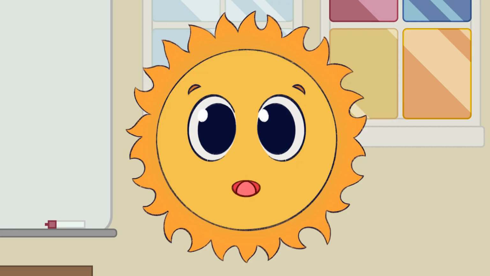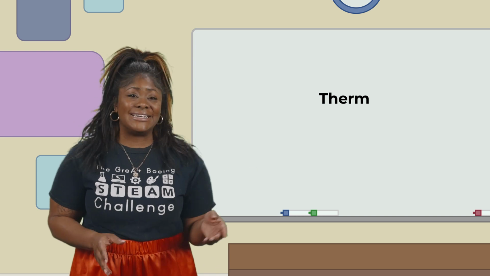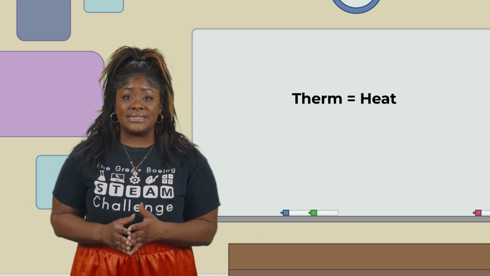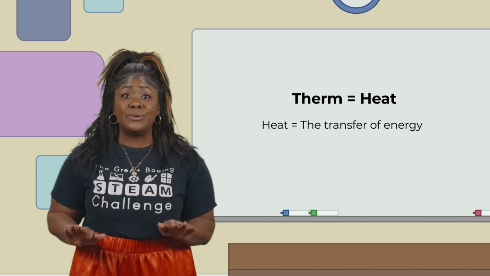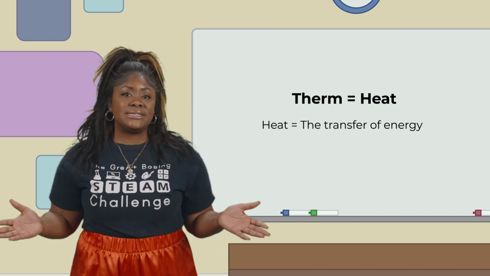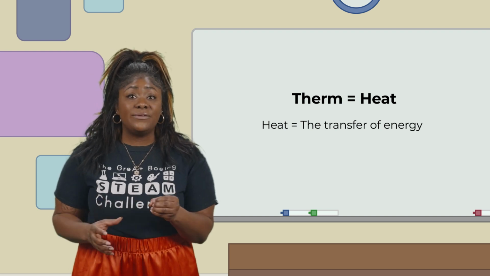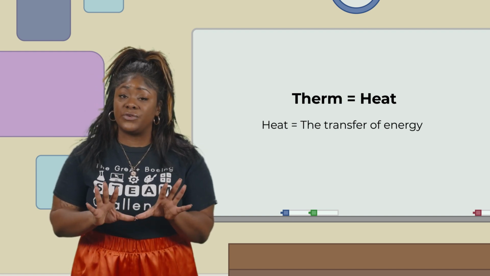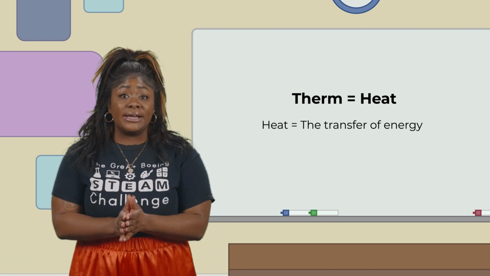Way to go, STEAM scholars! Therm is the root word for thermal. Therm means heat. That's right, STEAM scholars and Sunny. Heat is the transfer of energy to another object that is lower in temperature. We see this example when you add ice to a warm drink. The heat from the warmth of your drink moves to the coldness of the ice cubes, creating a cooler and more refreshing drink.